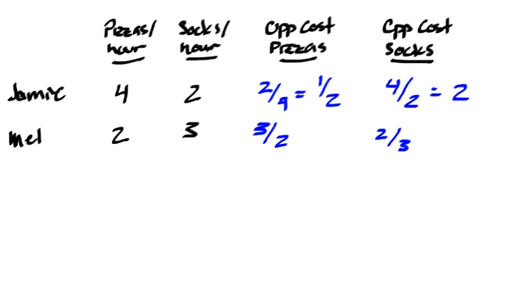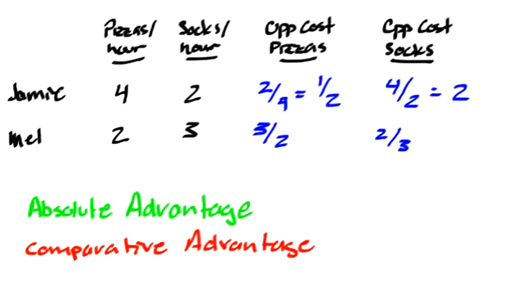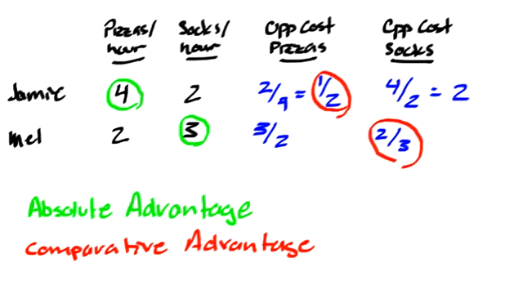Now, let's look at this and show who has the absolute advantage and who has the comparative. So the absolute advantage is who can produce more in a given hour. So we find out that Jamie has the absolute advantage in pizzas and Mel has the absolute advantage in socks. The comparative advantage is who can produce it at the lowest opportunity cost. So what we find is Jamie's opportunity cost is lowest at 1/2 for pizzas, and Mel's opportunity cost is lowest at 2/3 for socks.